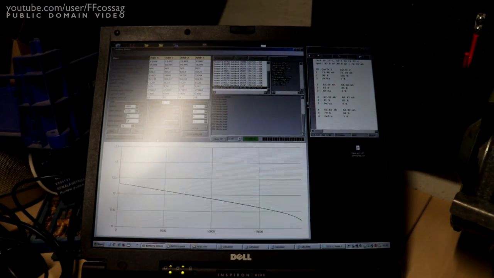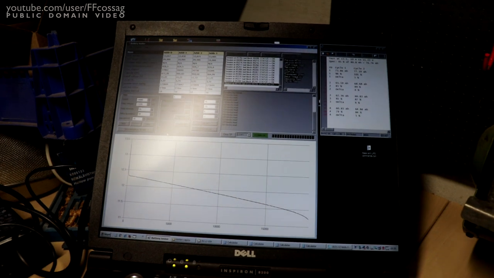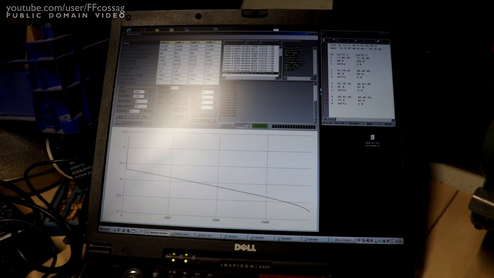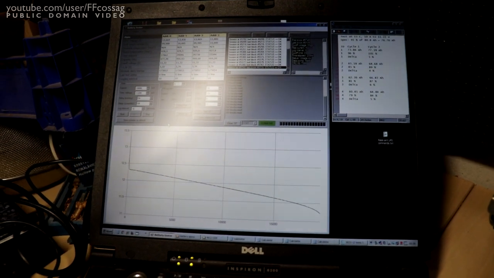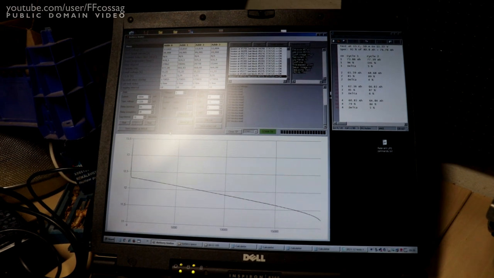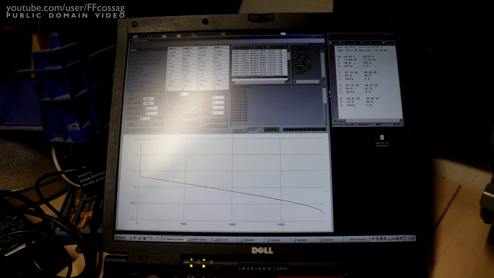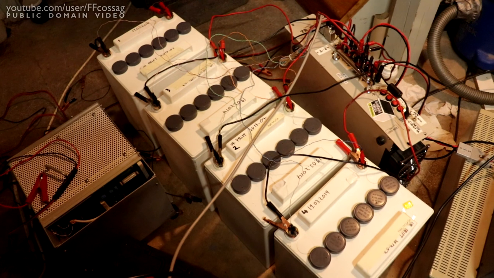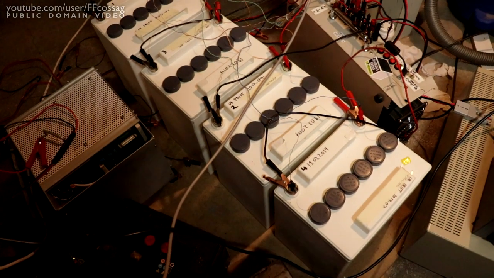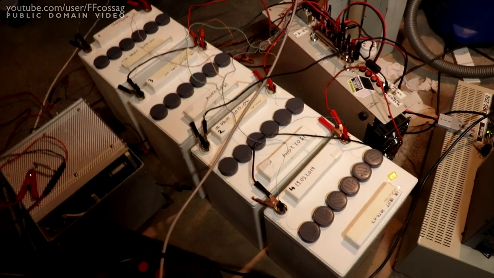I think we can say with confidence that Sonnenschein, as always, are living up to their specs. And these batteries, although they've been in use for a couple of years and been sitting for many more years, are going to be performing absolutely fine. And I'm going to be probably just hooking them up in parallel with all the other batteries in the system.